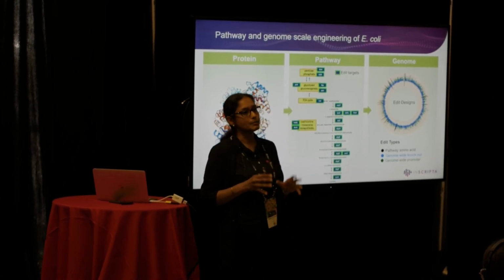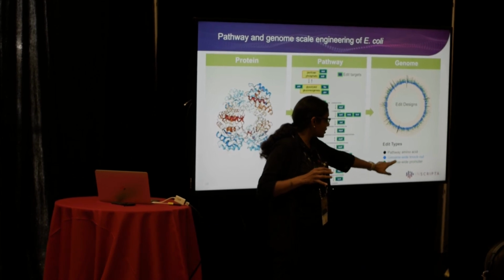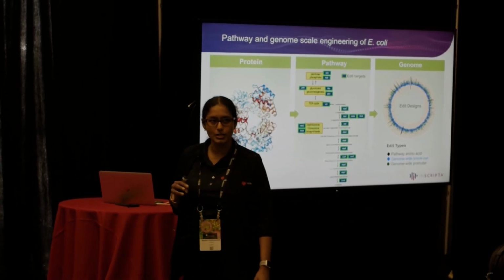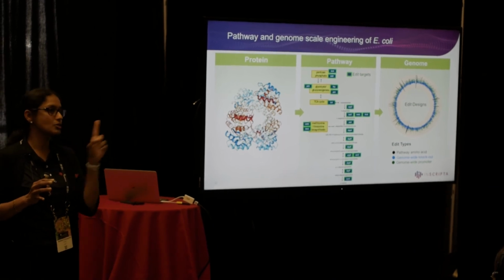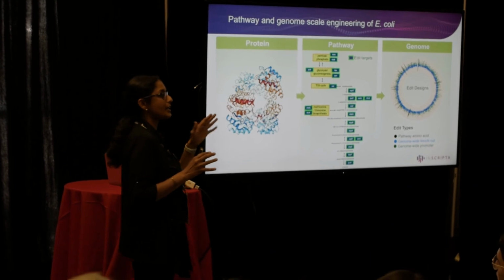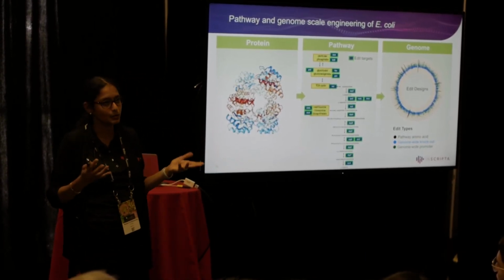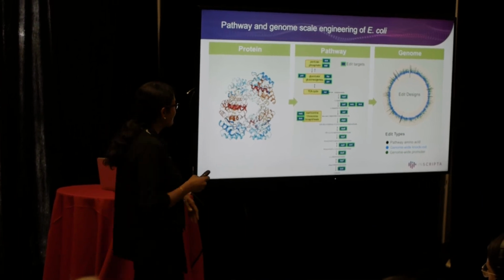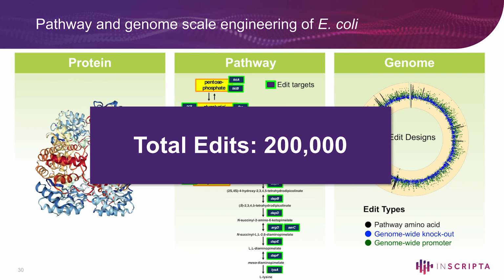So we made multiple libraries, which were saturation mutagenesis, knockout, and genome-wide promoter insertion. So when we say genome-wide promoter insertion, we did not insert just one promoter. We took 5 different promoters that had different ranges of expression and made 5 different libraries. Why stop with one, right? You have all the parts. So we made a total of 200,000 edits.